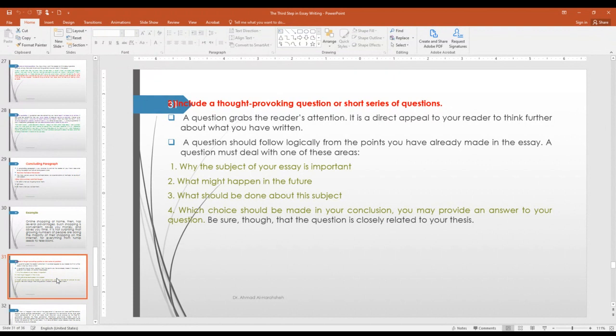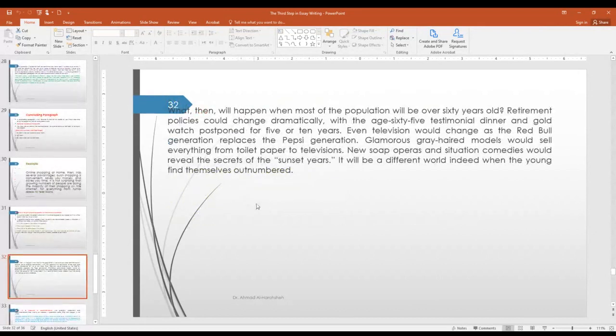You may provide an answer to your question. Be sure that the question is closely related to your thesis. That means you may start your introductory paragraph with a question, and you may answer the question in your concluding paragraph. Right? Let's take an example. What then will happen when most of the population will be over 60 years old?